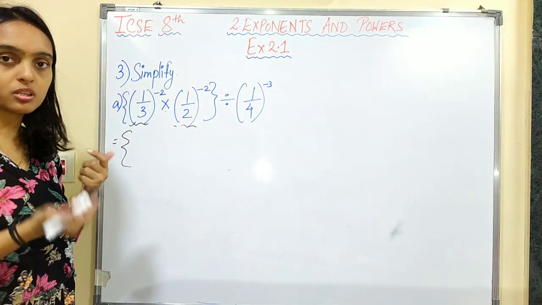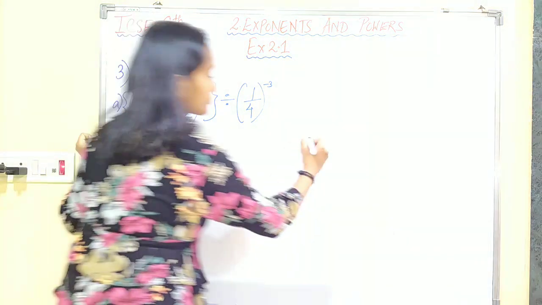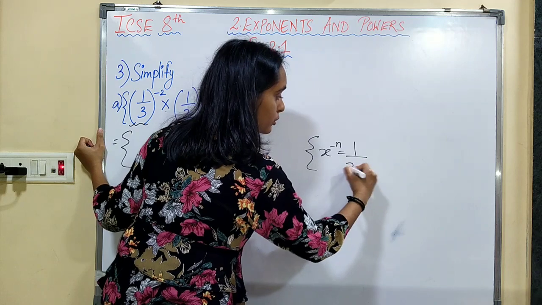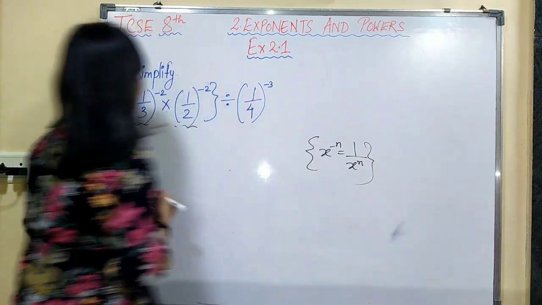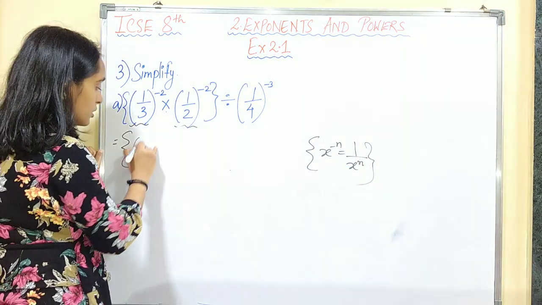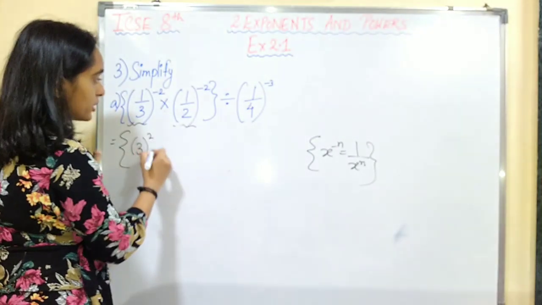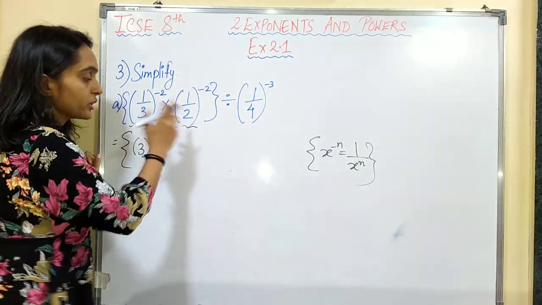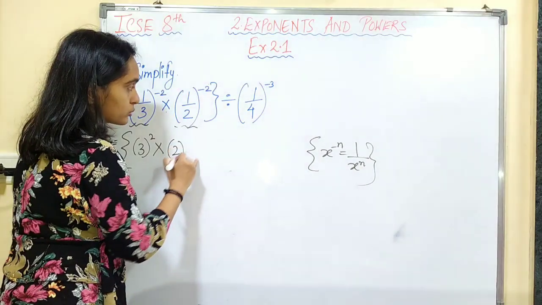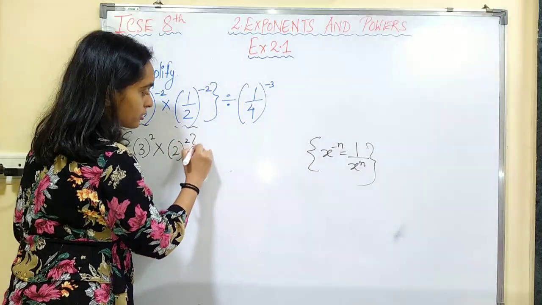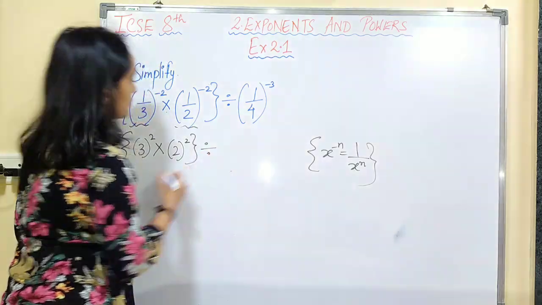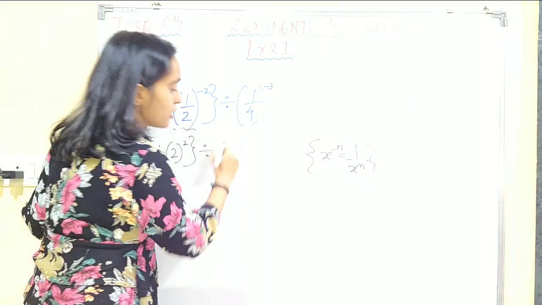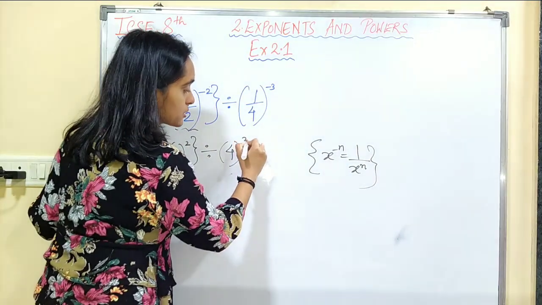So we will use the law x raised to minus n equals 1 upon x raised to n. So it will become 3 square multiplied by 1 upon 2 raised to minus 2, divided by 1 upon 4 the whole raised to minus 3. So it will be 4 raised to 3.